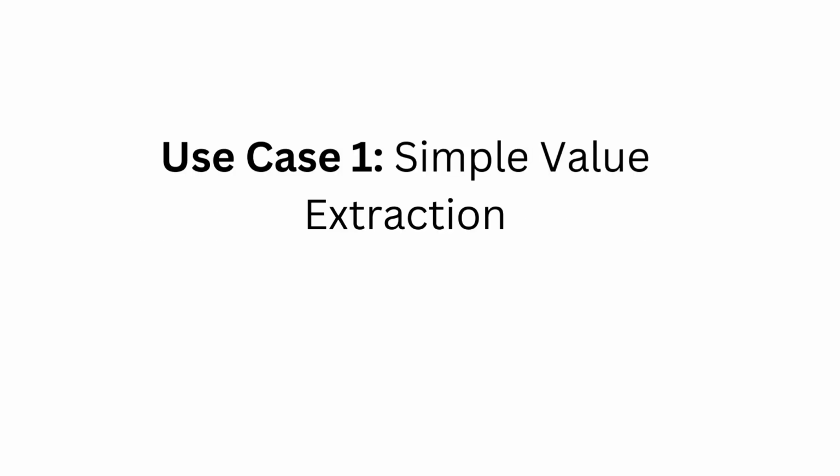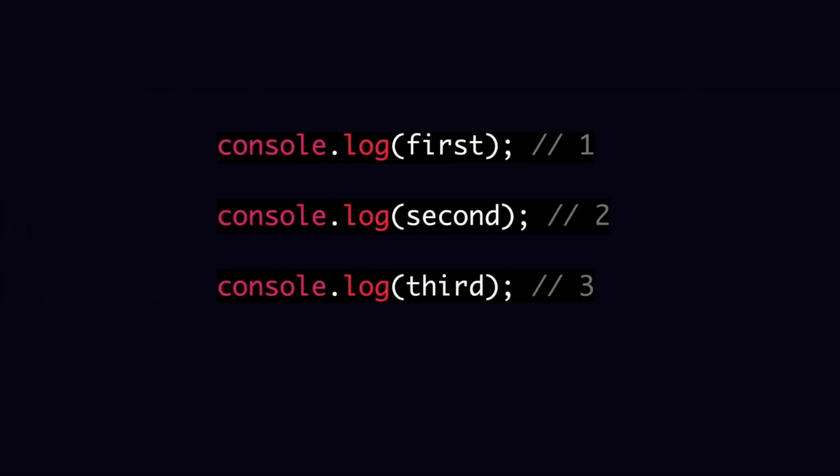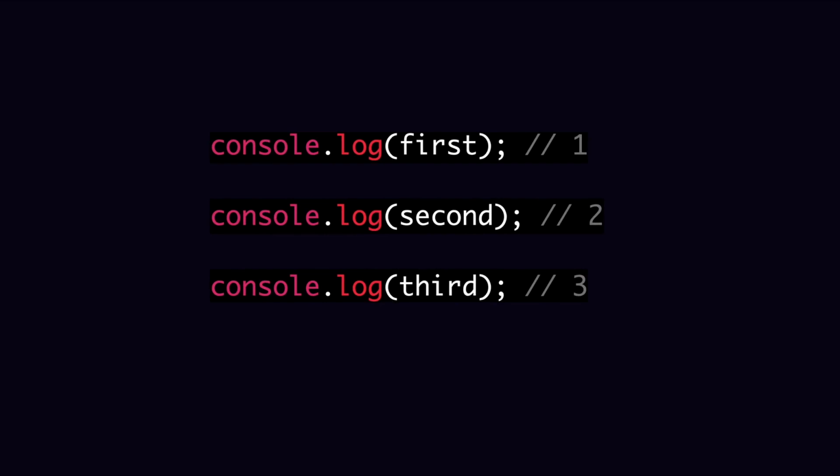Use case number 1, simple value extraction. With array destructuring, you can easily extract values from arrays and assign them to separate variables. In this example, we have an array of numbers, and we are going to extract these values from that array and assign them to separate variables. If you console these variables, you will find the values of that array.